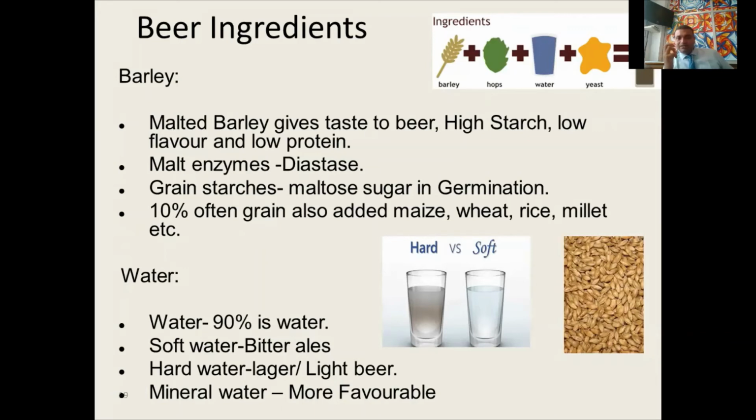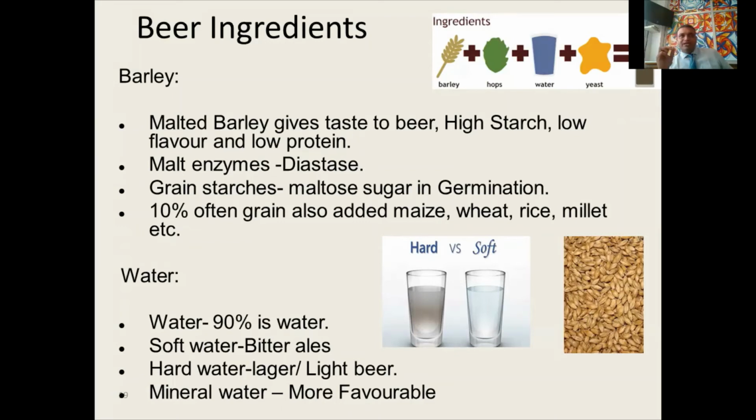That is nothing but the technical term: the malt enzymes, the enzymes which are malted, are converted into diacetyls. That is nothing but the barley. As I explained, the grain starch is converted into sugar in the germination process. That's the basic thing that happens in the barley.